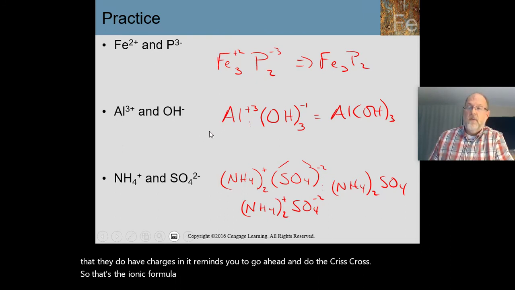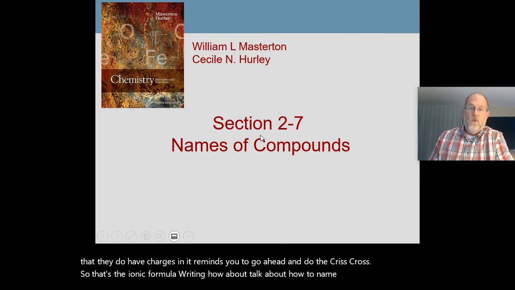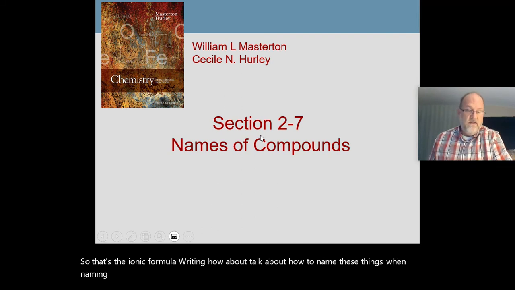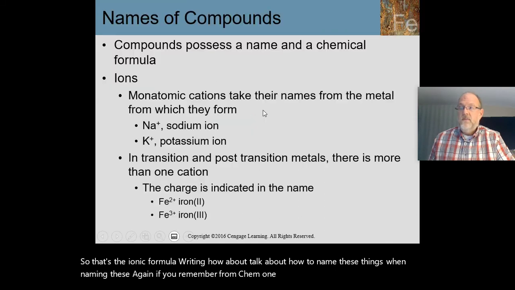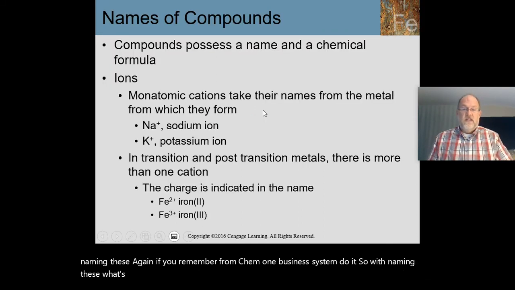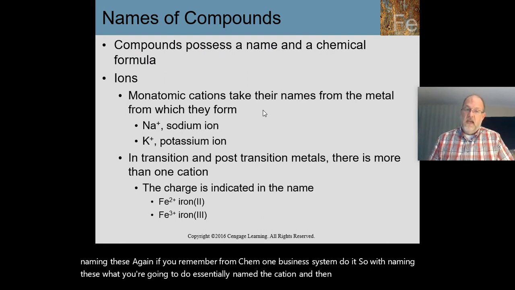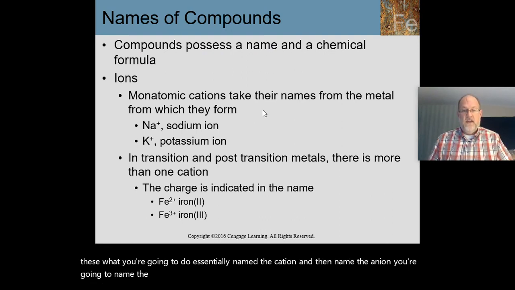How about talking about how to name these things? Well, when naming these, again, if you remember from Chem 1, there's a system to it. So with naming these, what you're going to do is essentially name the cation and then name the anion.